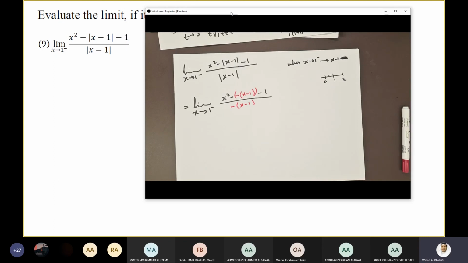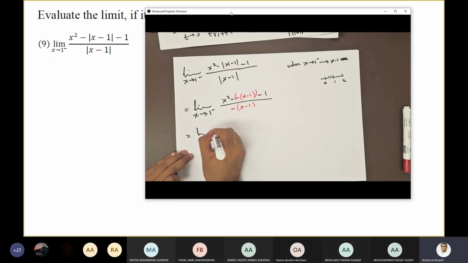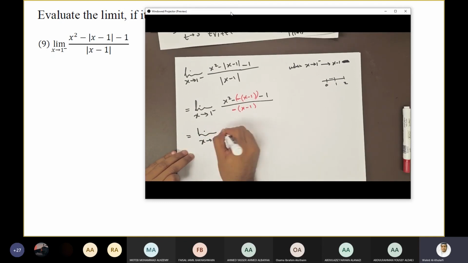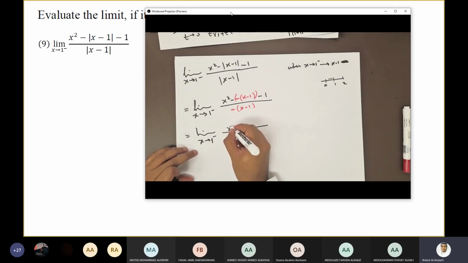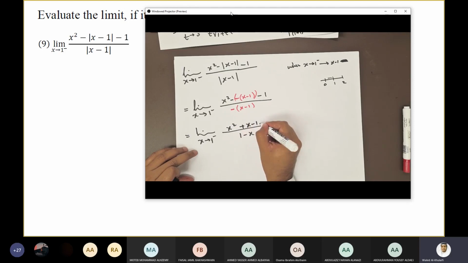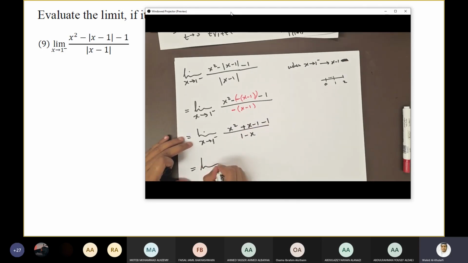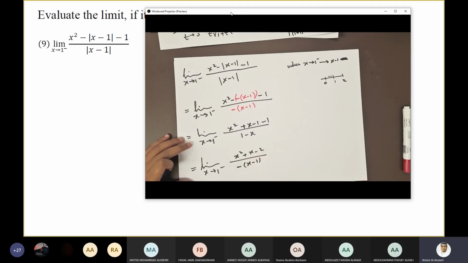Faisal, do you have a question? Okay, fine. So it will be minus, and I have a minus in the original one. So it will be limit as x approaches 1 from the left. Down here you can write 1 minus x if you want, or keep it. And then you have x squared. Now minus with minus becomes plus of x minus 1 minus 1. So the limit as x approaches 1 from the left becomes x squared plus x minus 2 over, well, notice, maybe it's better I make it like 1.